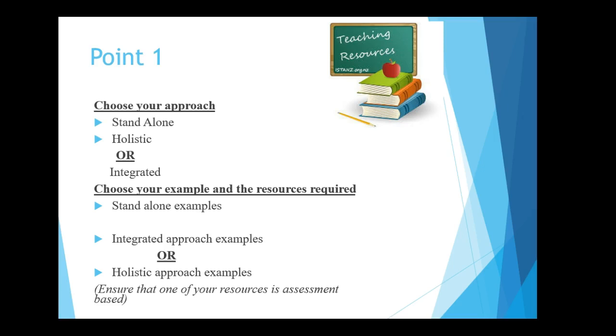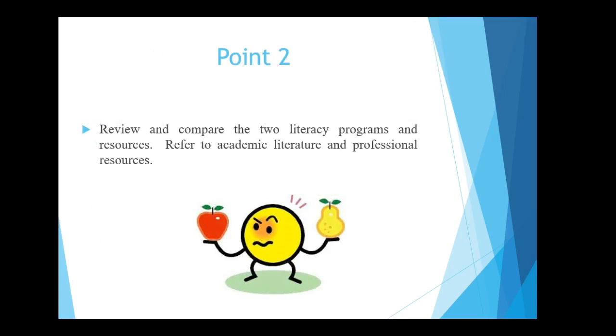Then you need to choose your examples and the resources required. So you'll need to have standalone examples, and if you've decided on an integrated approach, then you'll need to have your integrated approach examples or your holistic approach examples. So you need 2 examples from each of those. You need to ensure that one of your resources is assessment based. So in your standalone example, you'll need to make sure that one is assessment based and one is just a general resource. But once again, I'll go through that in a bit more detail in the next Flip Collab that I do. Let's go into point 2.